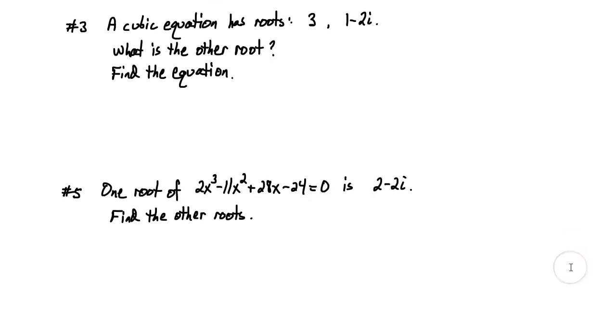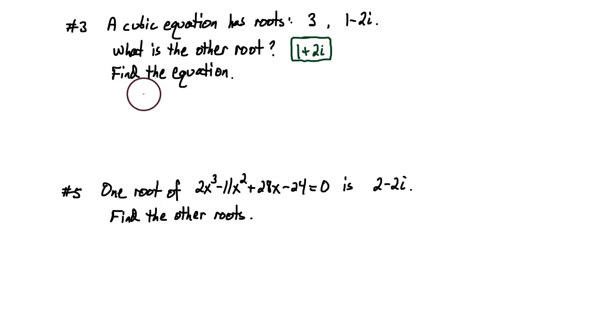Next, number 3. A cubic equation has roots 3 and 1 minus 2i. What's the other root? Again, the theorem is that if there is an imaginary root, then its conjugate is also a root. So the conjugate of 1 minus 2i is 1 plus 2i. Now we're asked to find the equation. We know what the roots are, so we can build the equation in its factored form.